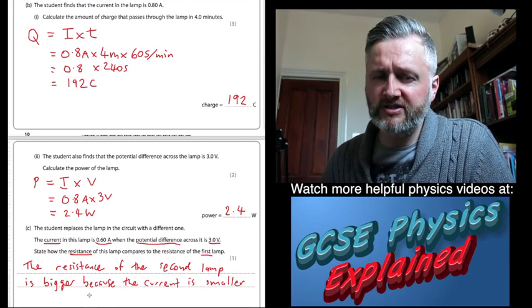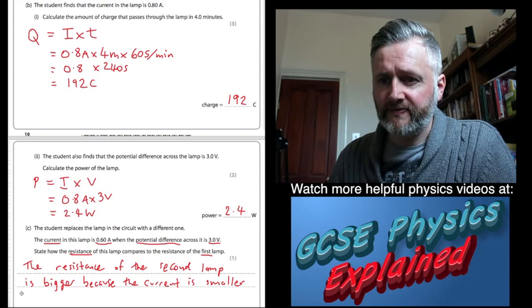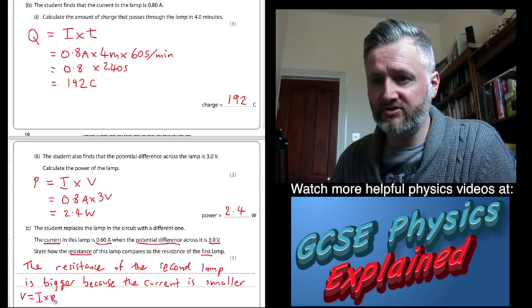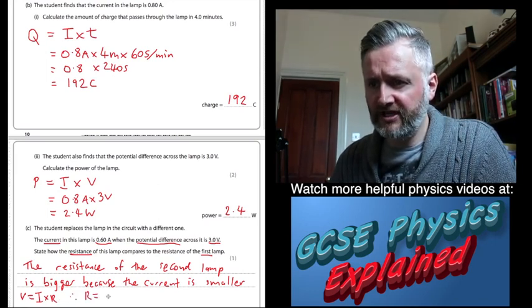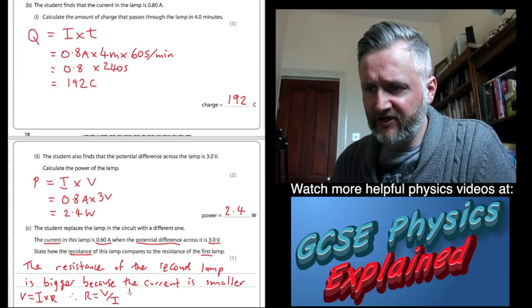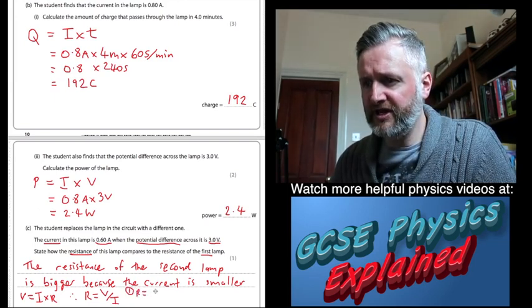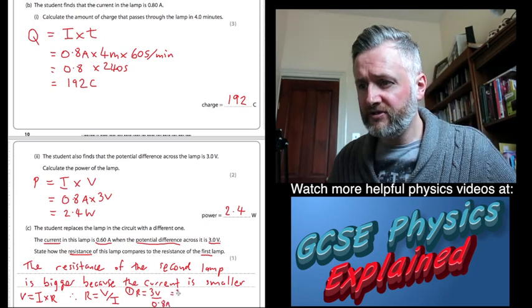Now, if it was worth more marks and you had to back it up mathematically, here I'll show you some tricks. Right, we know that voltage equals current times resistance. That's Ohm's law. So therefore, resistance equals the voltage over the current. So for the first lamp, the resistance will be 3 volts over 0.8 amps, which equals 3.75 ohms.